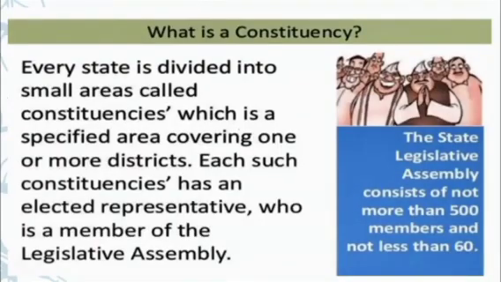First, we have to know what a constituency is. Every state is divided into small areas called constituencies, which is a specified area covering one or more districts. Each such constituency has an elected representative who is a member of the Legislative Assembly, which means MLA. The State Legislative Assembly consists of not more than 500 members and not less than 60.